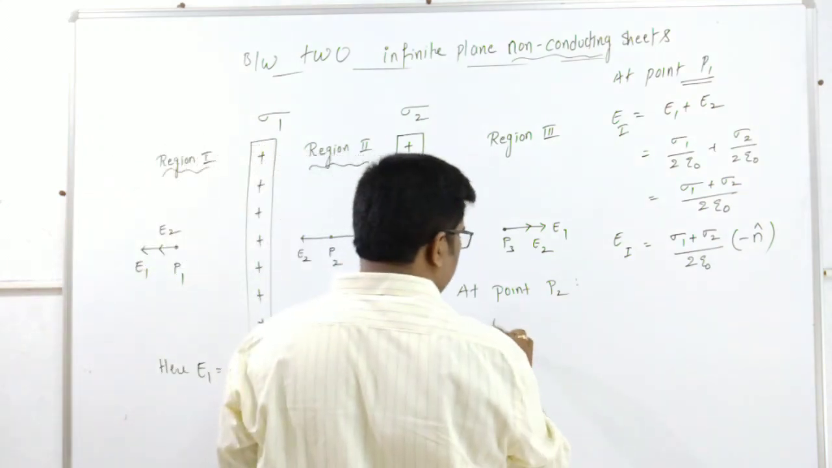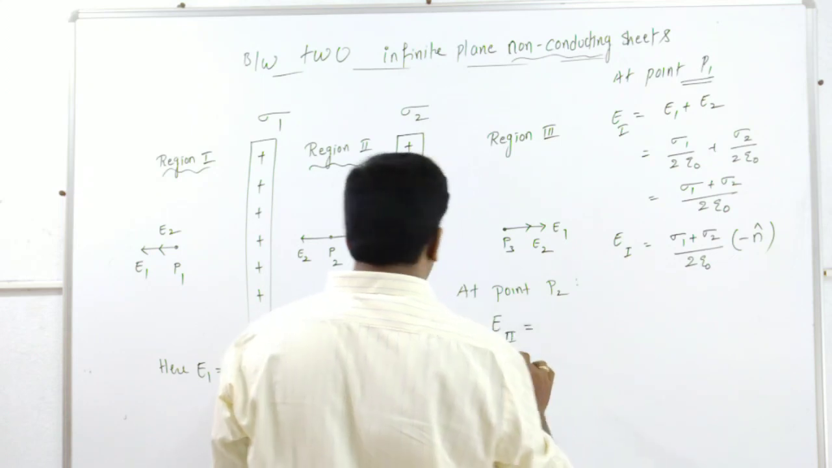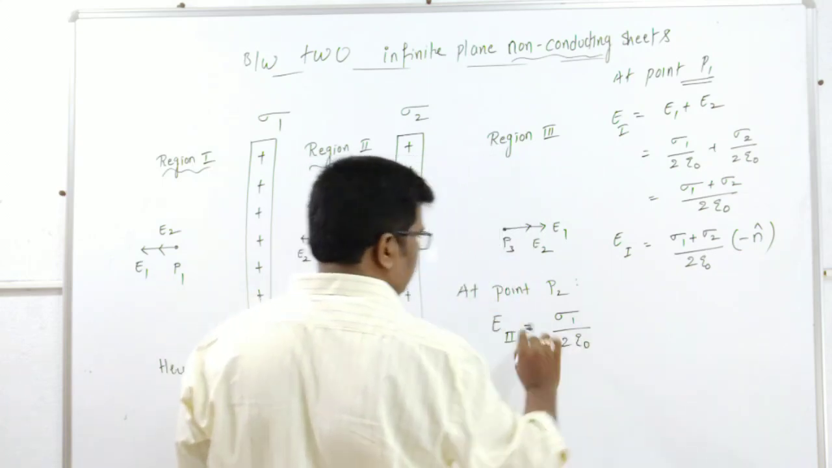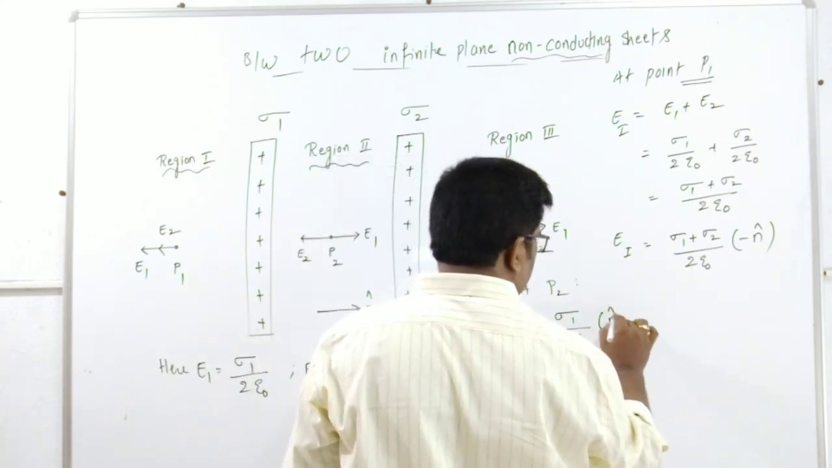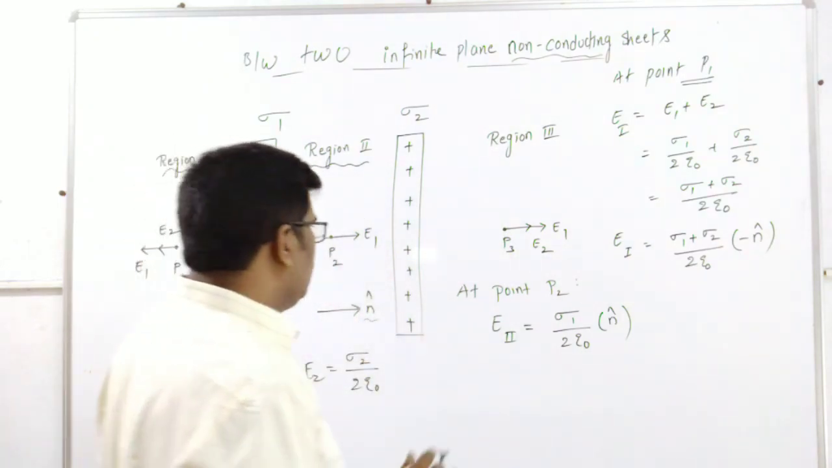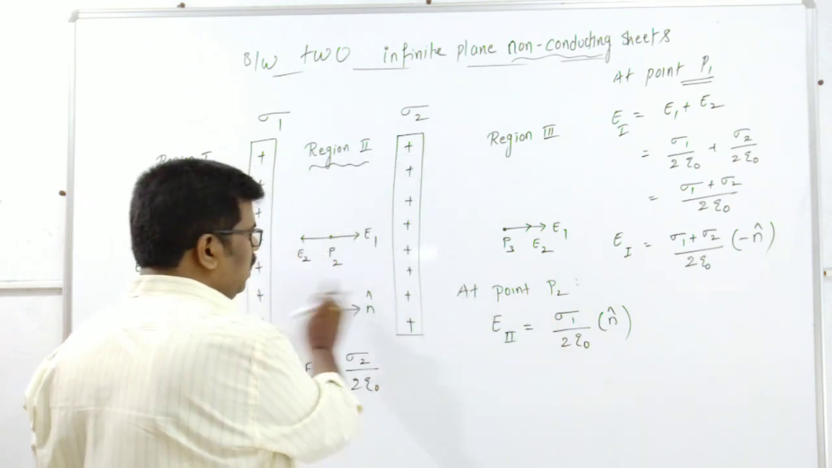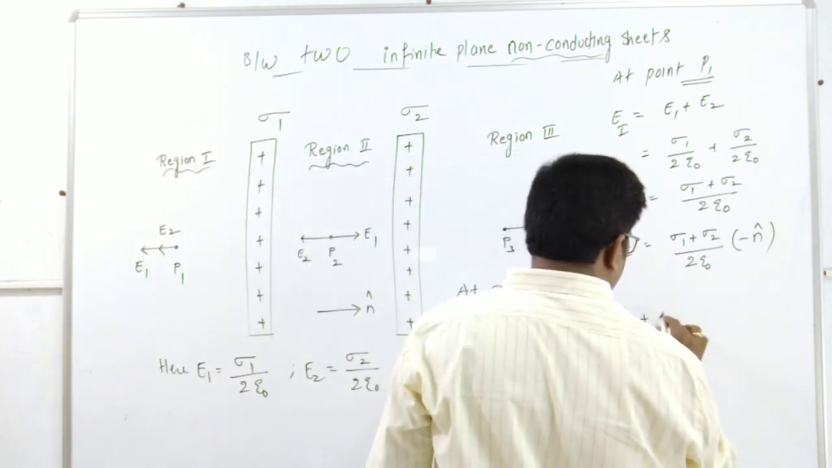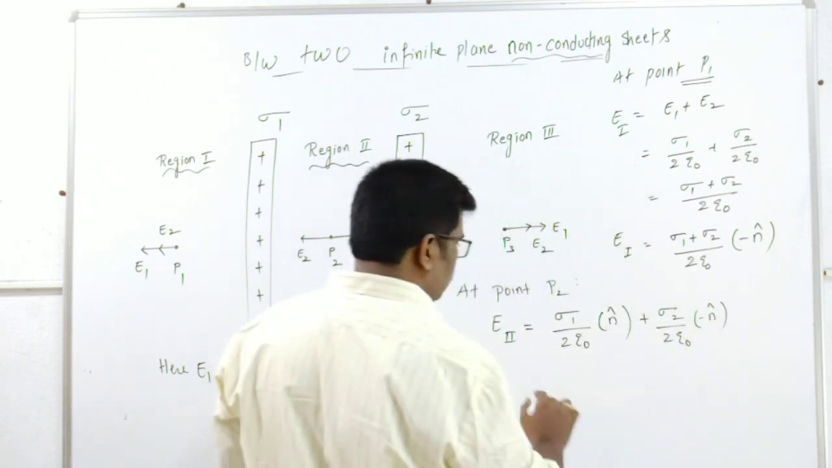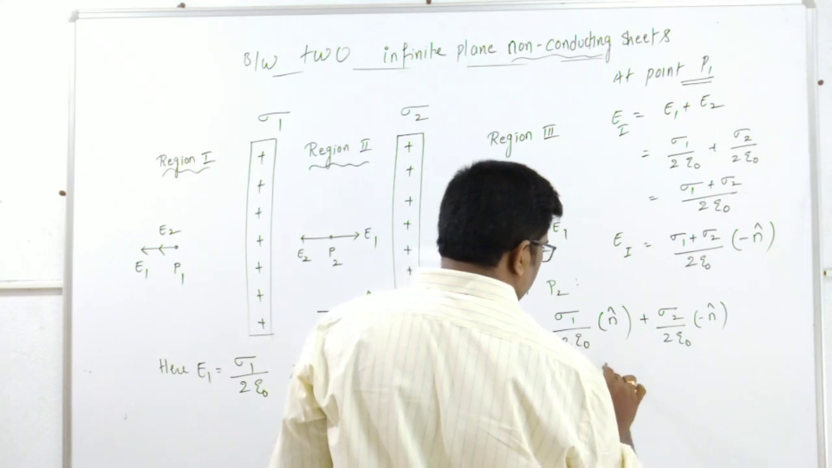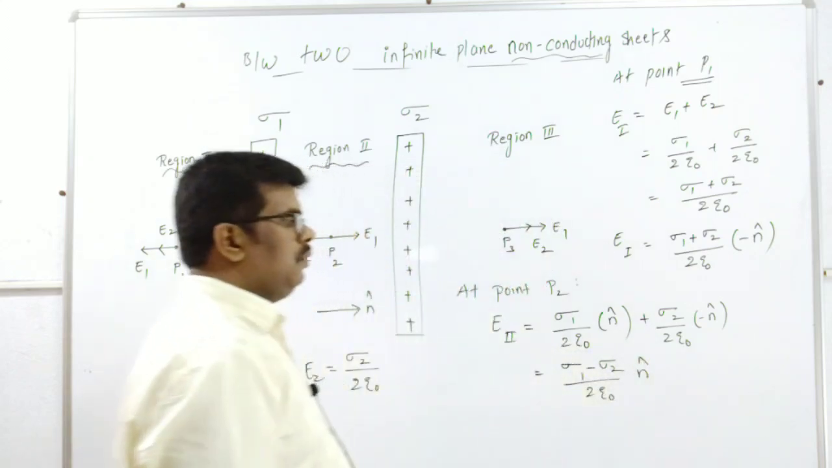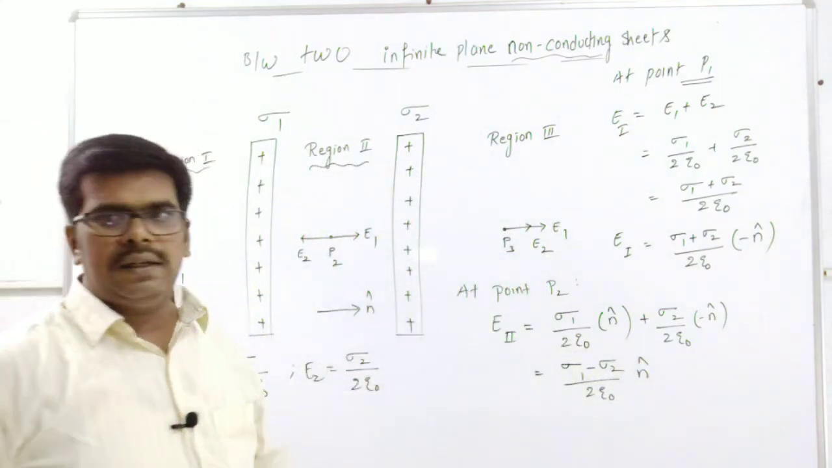So we will write the net electric field intensity in region 2, that is, sigma 1 by 2 epsilon naught, left side, right side, here E1. That's why we write E1 as positive n cap, because it is along the direction of the unit vector. But E2 is opposite to the unit vector direction, that's why we write plus sigma 2 by 2 epsilon naught minus n cap. Then we write this as sigma 1 minus sigma 2 by 2 epsilon naught n cap. So this is the electric field intensity in region 2.